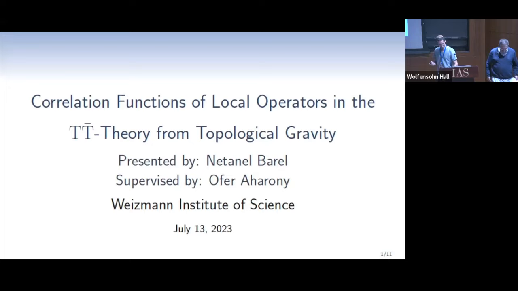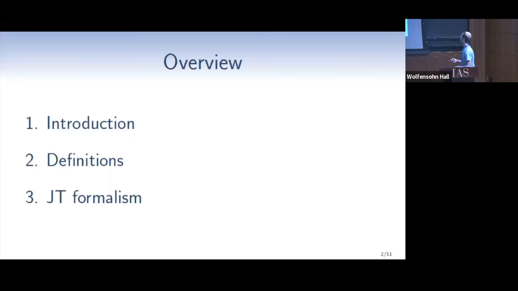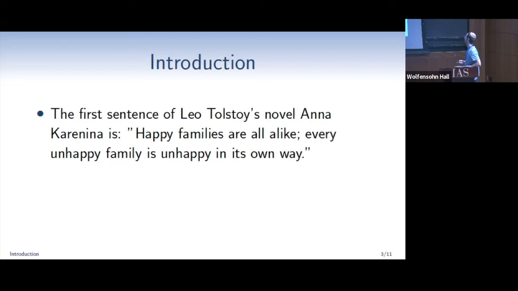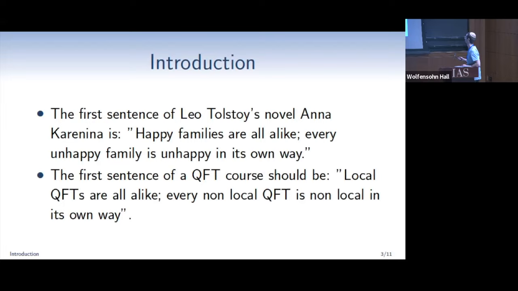Okay, so I will discuss correlation functions of local operators in the TT bar theory from topological gravity. I will have a short introduction, show some definitions, and then show my result. The first sentence of Tolstoy says that happy families are all alike, every unhappy family is unhappy in its own way. So I think the first sentence of a QFT course would be: local QFTs are all alike, every non-local QFT is non-local in its own way. So I will check one of the rare non-local theories that we know of.